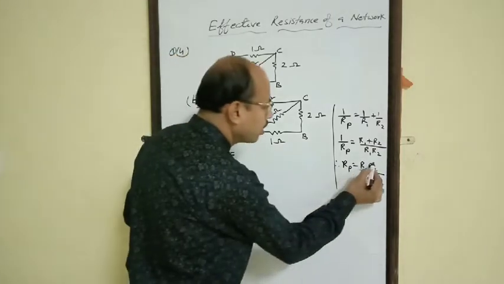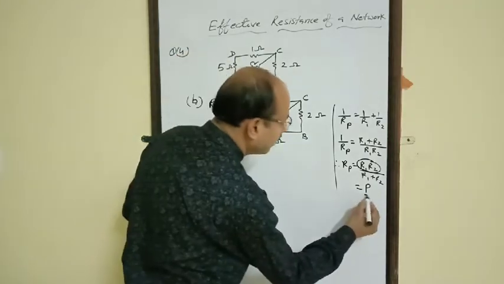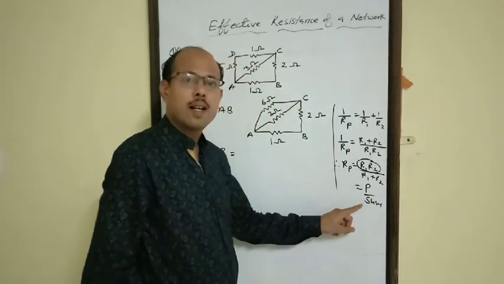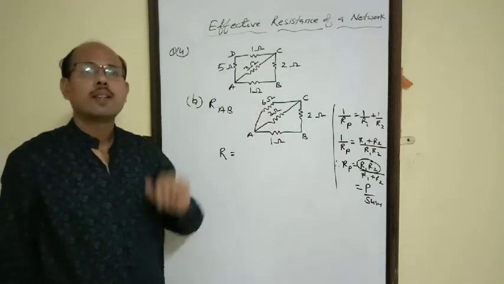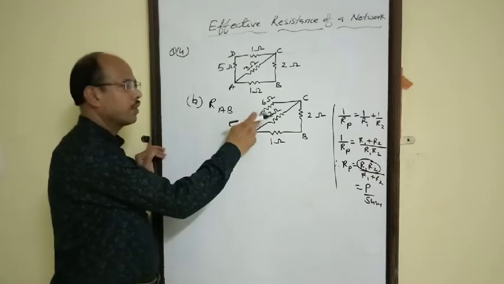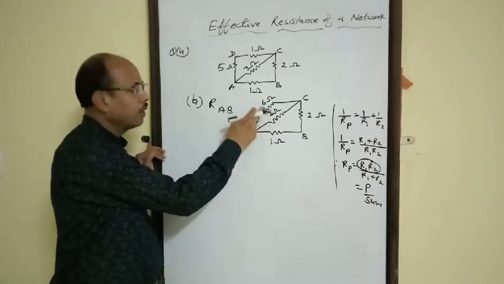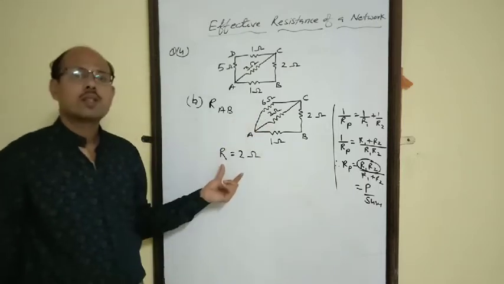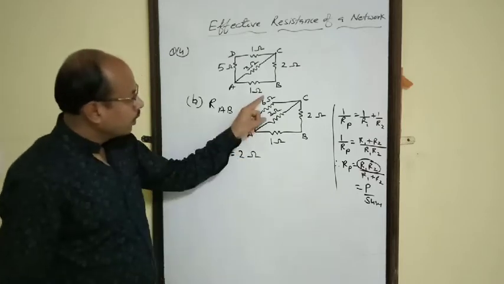How direct? This is the product and this is the sum. It means the product of two resistors divided by their sum. So here it is 6 into 3, that is 18, divided by 6 plus 3, that is 9. 18 by 9, the final answer is 2 ohm. You can also use this trick. So this is R equals 2 ohm. But where is this 2 ohm? This is the 2 ohm.